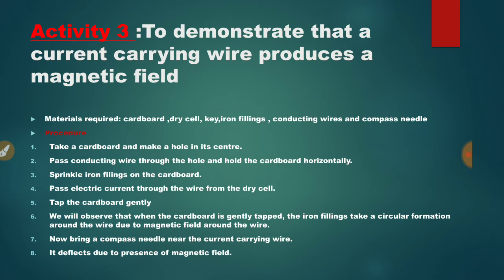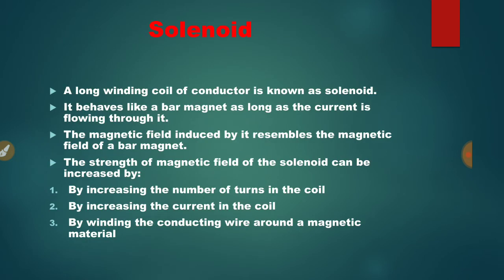Now bring a compass needle near the current carrying wire. It shows deflection due to the presence of a magnetic field. You can check it from your book. There is a diagram. Now, what do you mean by solenoid? A long winding coil of conductor.